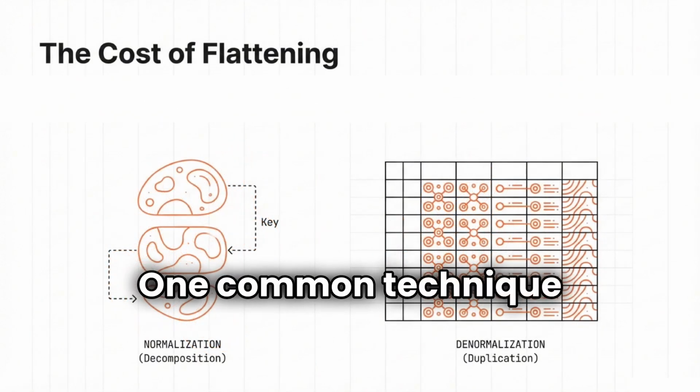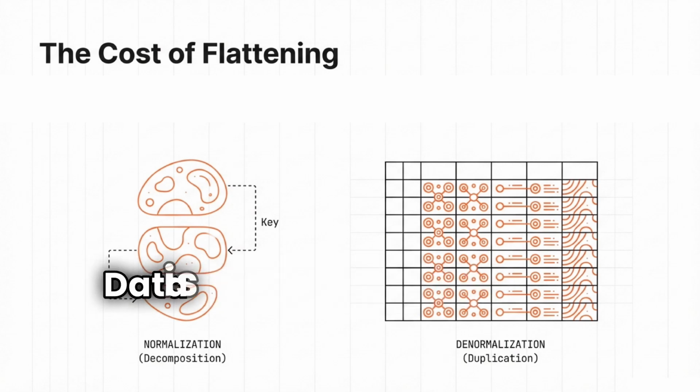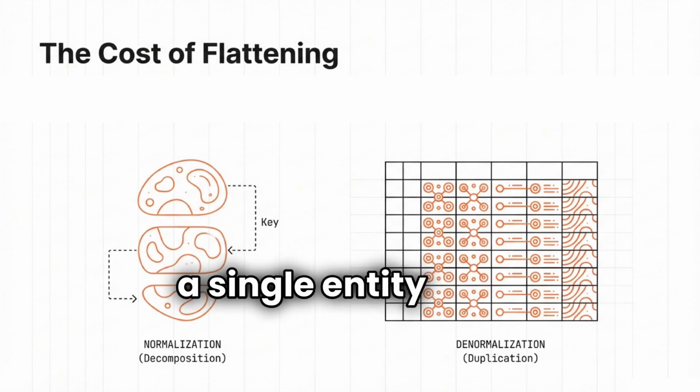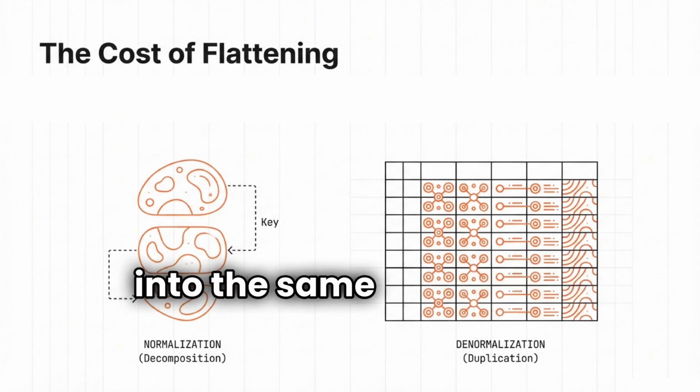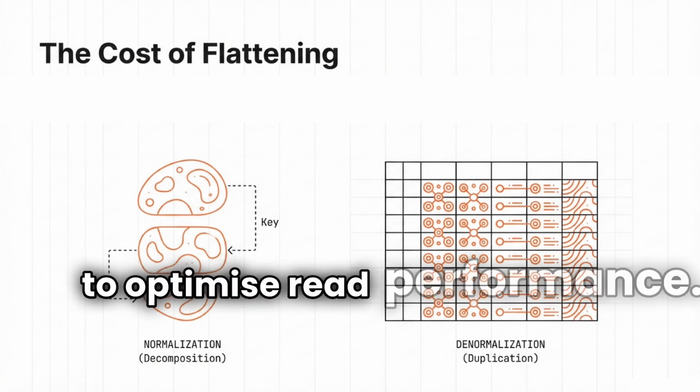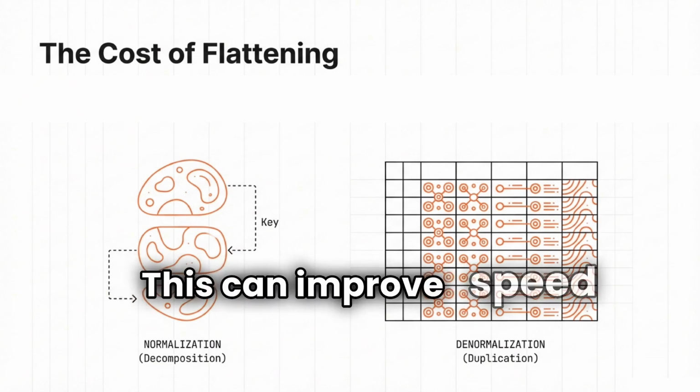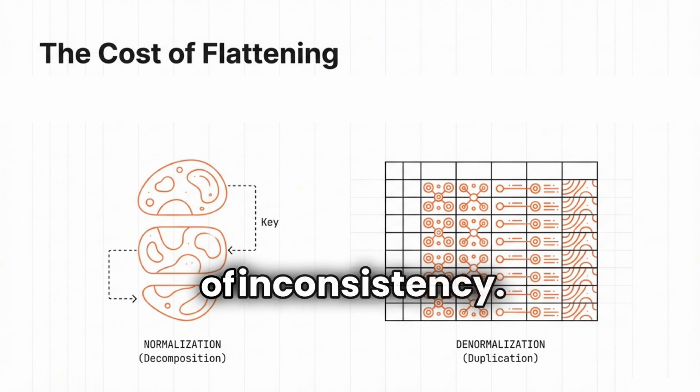One common technique is normalization. Data is divided into multiple flat tables, each representing a single entity type. Relationships are then expressed using identifiers rather than nesting. Another approach is denormalization. Related values are duplicated into the same flat record to optimize read performance. This can improve speed, but increases the risk of inconsistency.